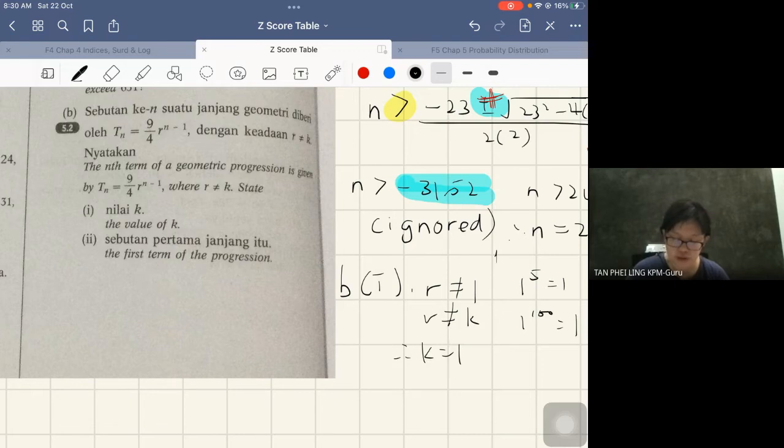So part 2, the first term of this GP. The first term is always n equals 1, isn't it? So you want the first term?